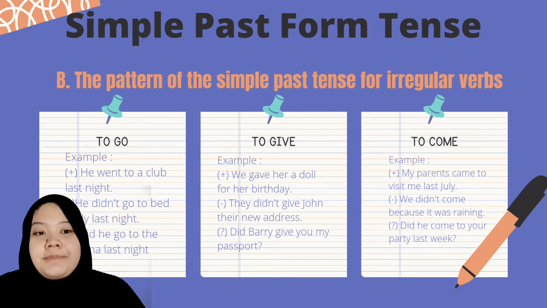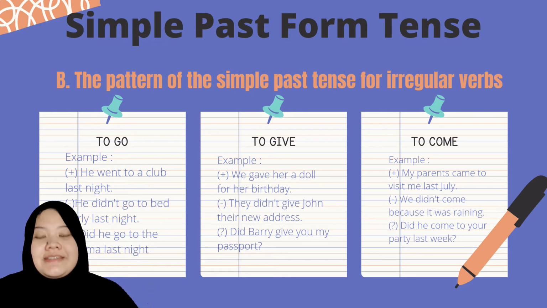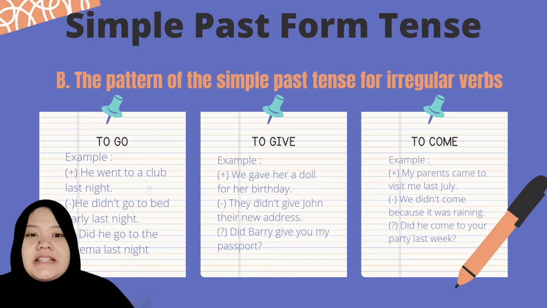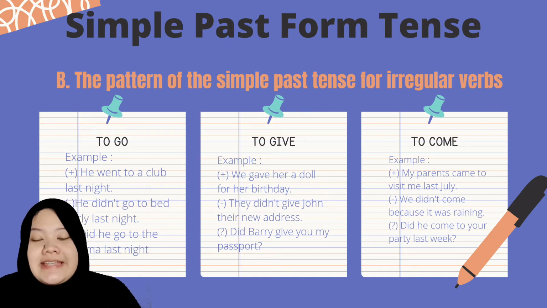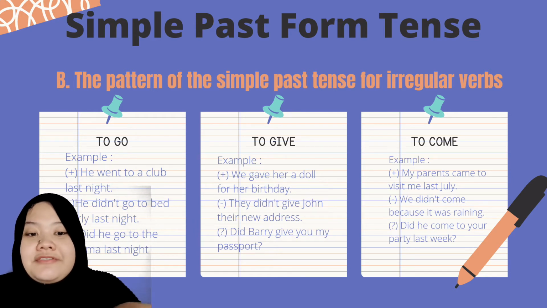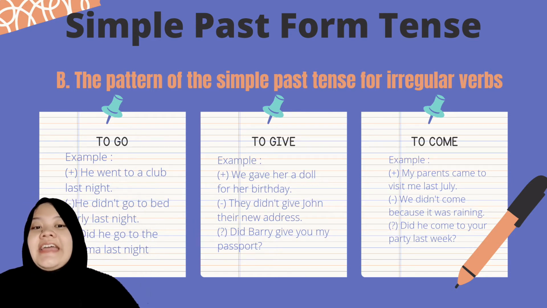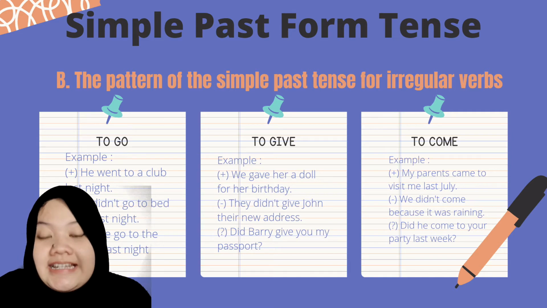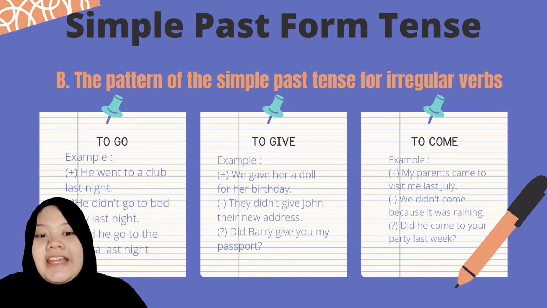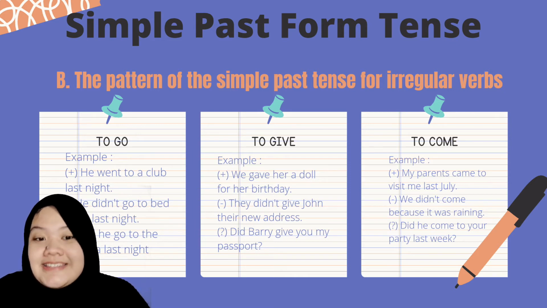The second simple past tense form is the patterns of the simple past tense for irregular verbs. The first, like to go. For example, in a positive sentence, he went to a club last night. And for a negative sentence, he didn't go to bed early last night. For interrogative sentence, like did he go to the cinema last night?